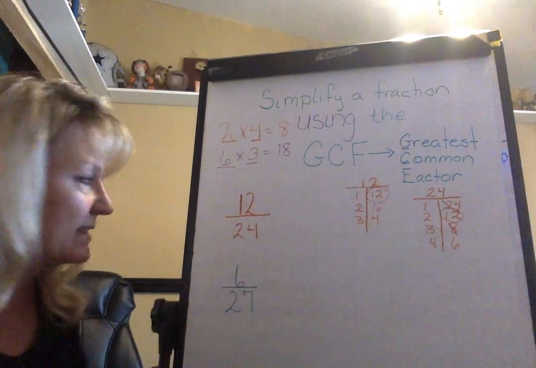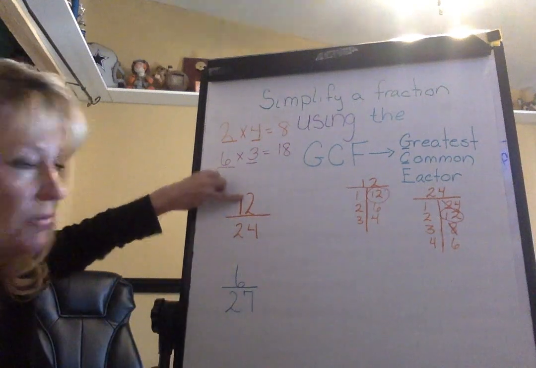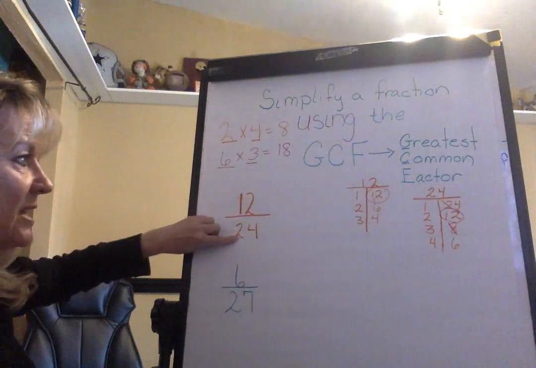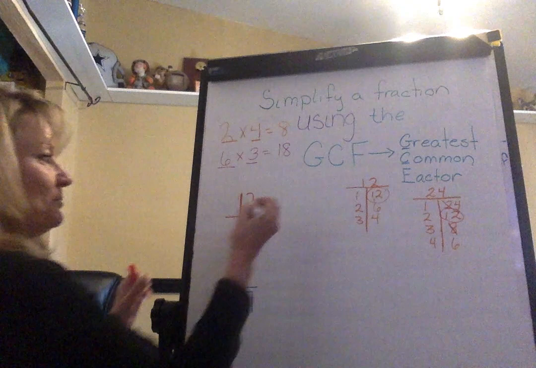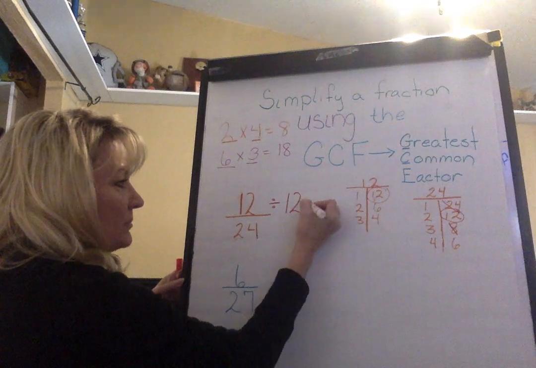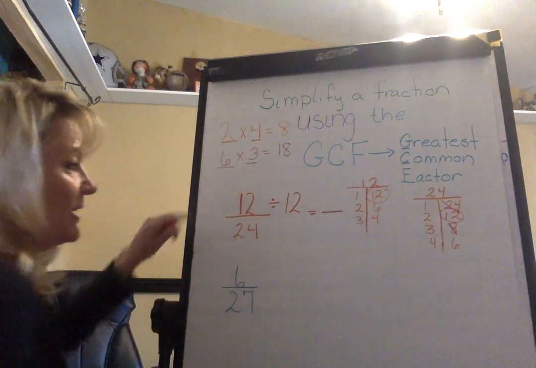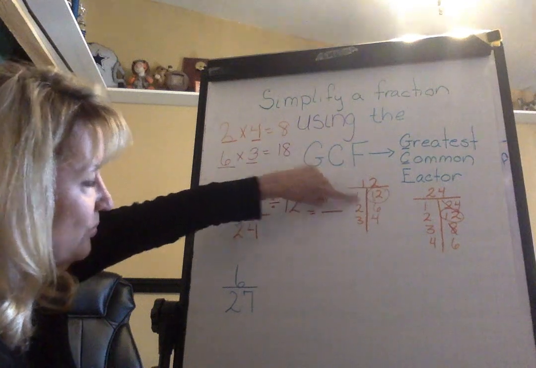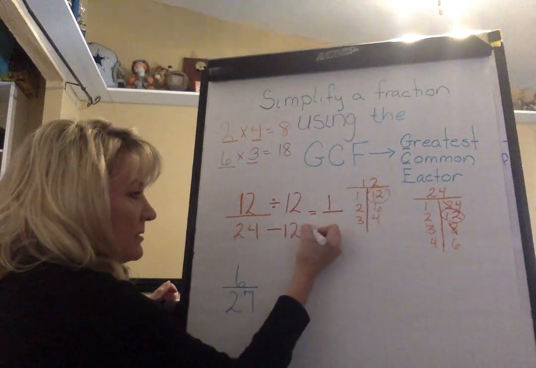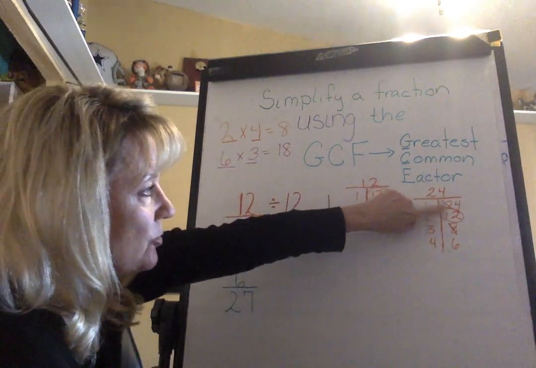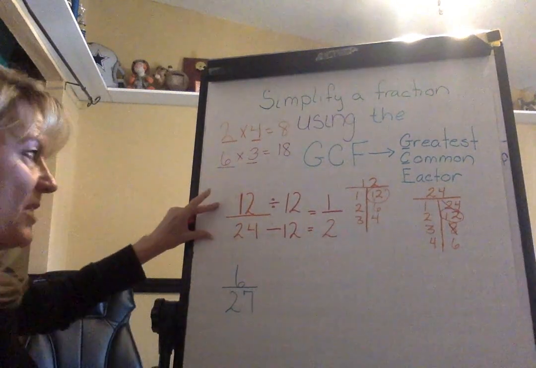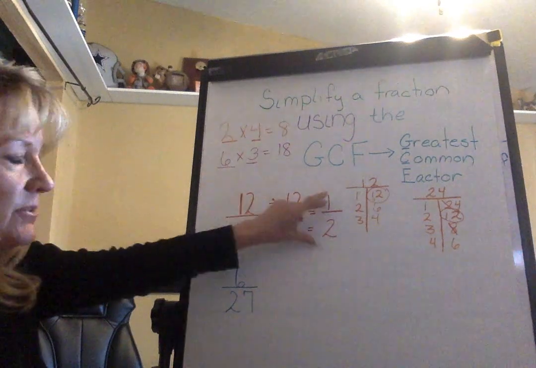So the next step, the second step, is I've got to divide the numerator by my greatest common factor, and I have to divide the denominator by my greatest common factor. So I'm just going to do that. My greatest common factor was 12. Okay? So I know that 12 divided by 12 is 1. And I know that 24 divided by 12 is 2. Oh, so this big old fraction of 12/24ths is really just the same as 1/2.